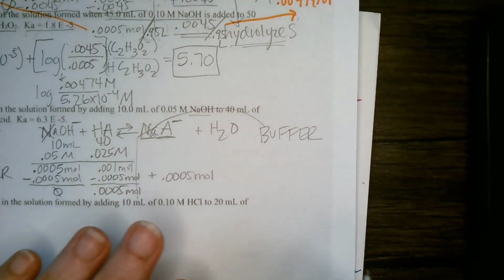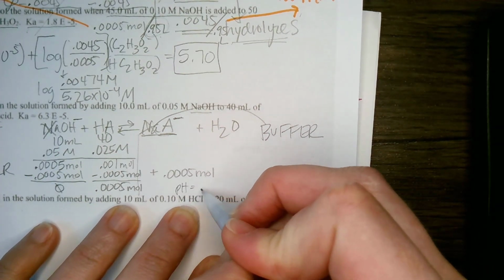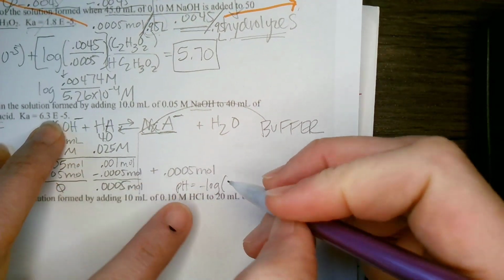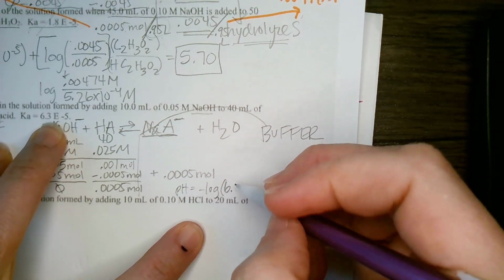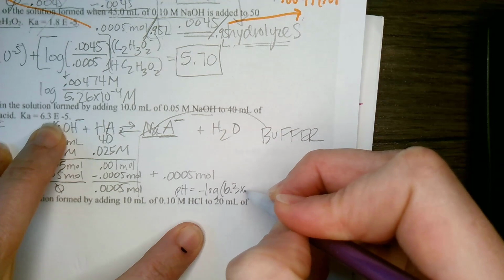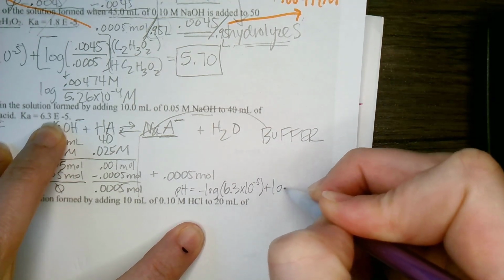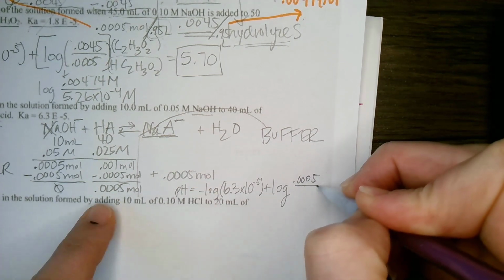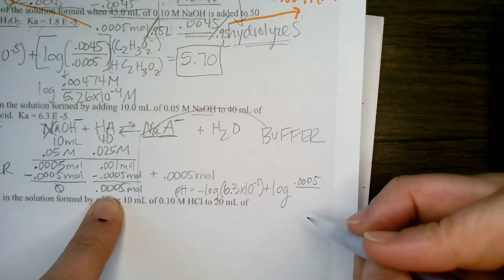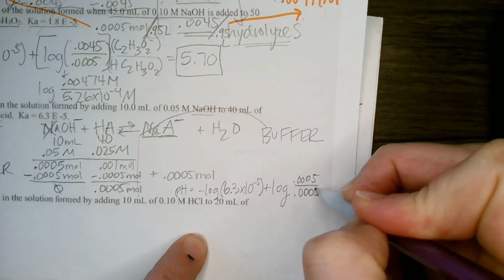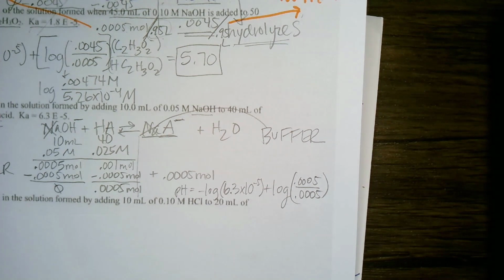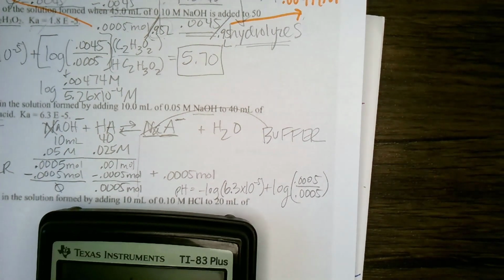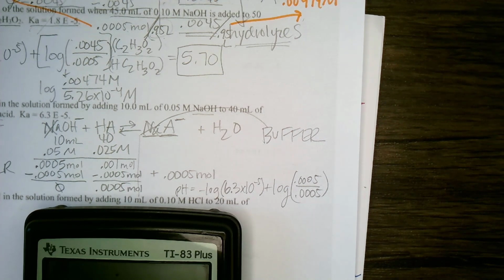So let's plug it into our Henderson-Hasselbalch. We know that our pH is equal to the negative log of the Ka that's given to us. We could also find this in Appendix D, 6.3 times 10 to the negative 5, plus the log of our base, 0.0005, over our acid, 0.0005. When I plug this in, I'm going to do the negative log of 6.3 times 10 to the negative 5.